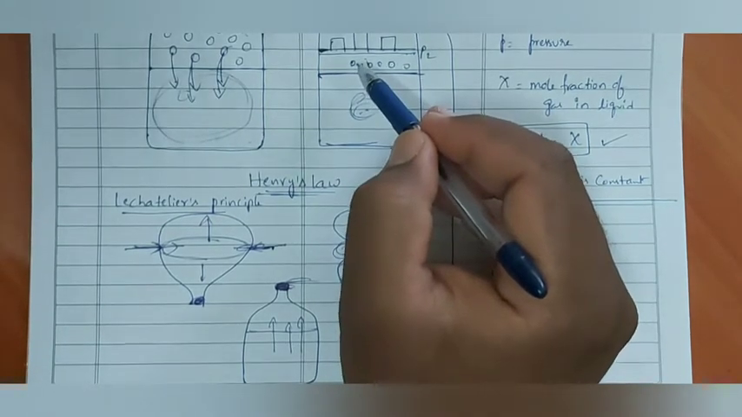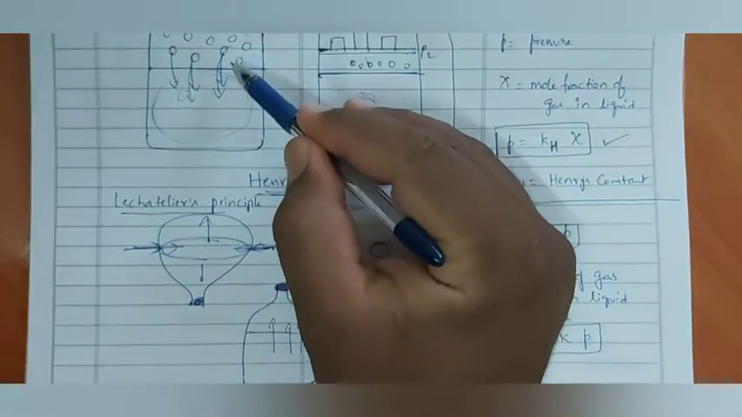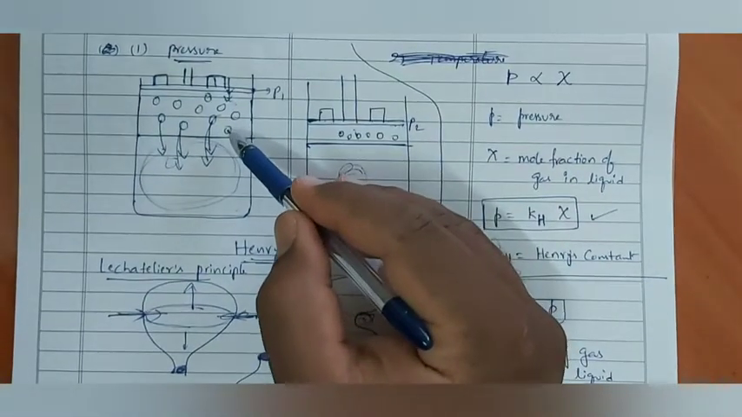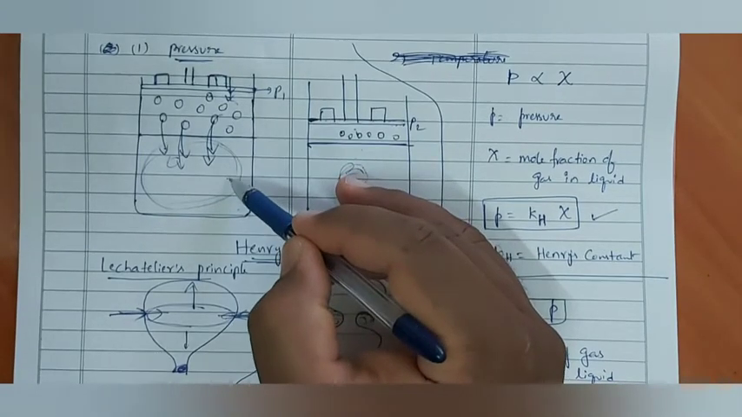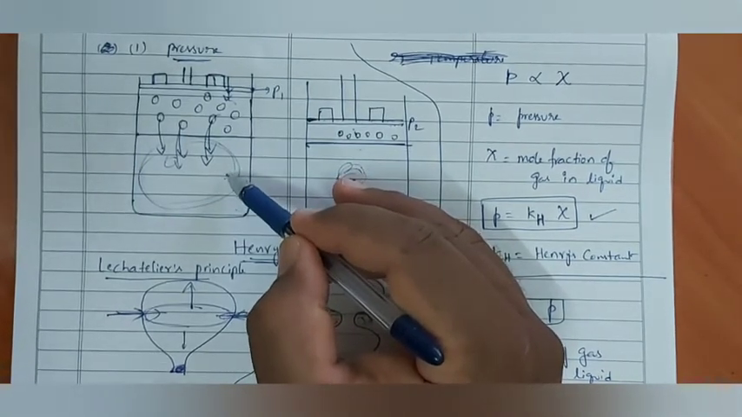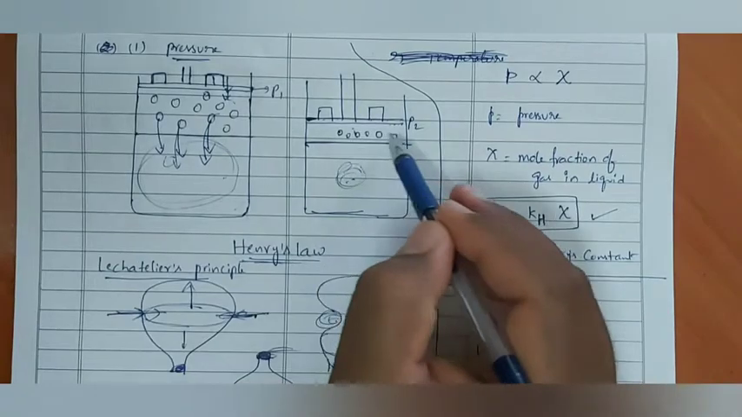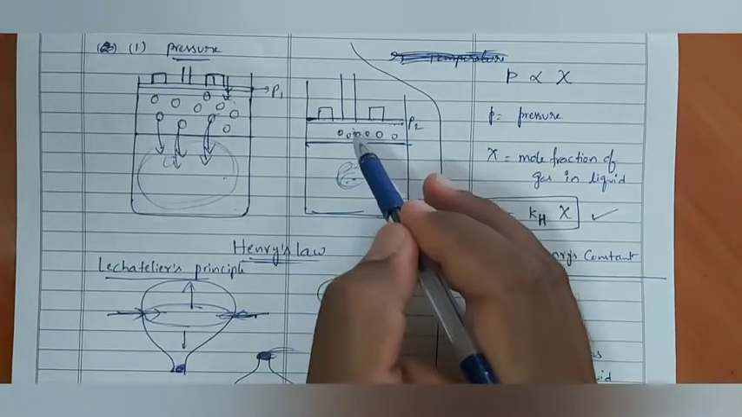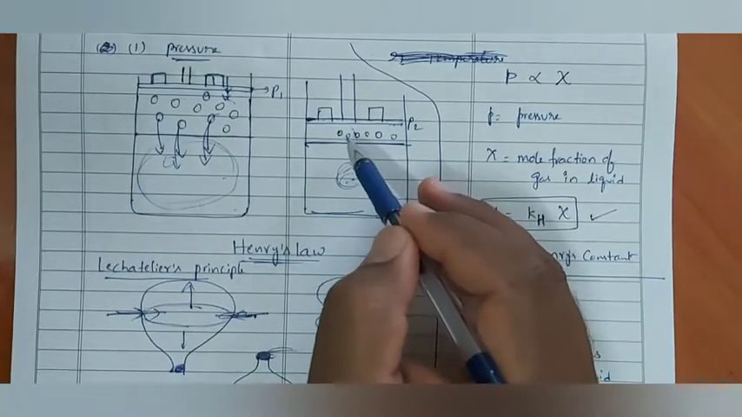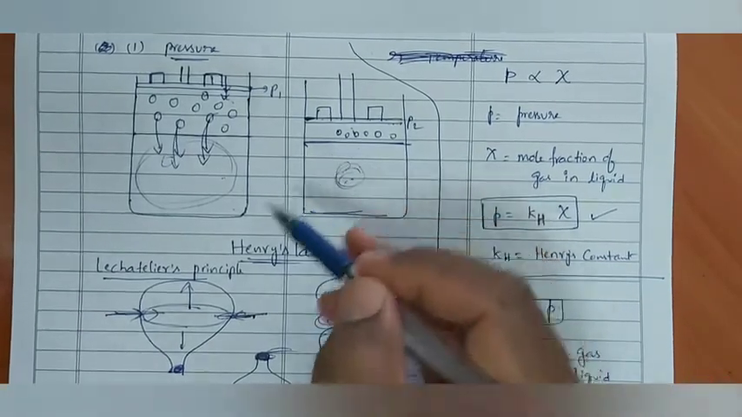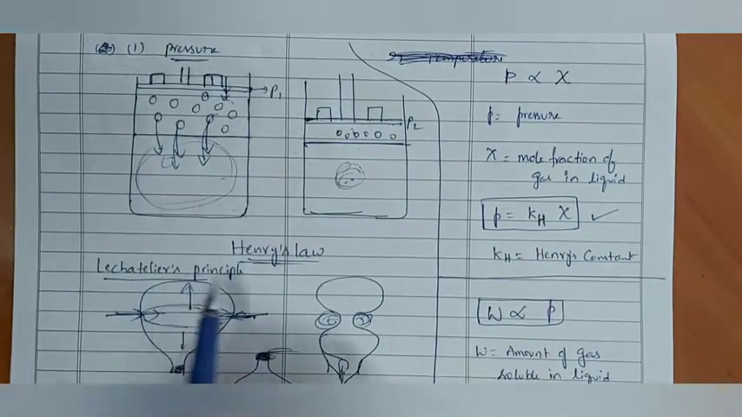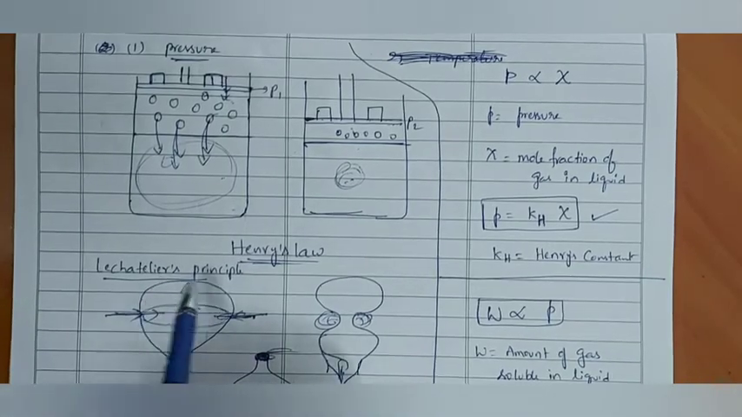In what way will they reduce the pressure? By entering into the liquid state. When they enter into the liquid state, solubility increases, and automatically the number of particles present in the gas decreases, so the pressure will be reduced. Like that they will try. So that's why they mentioned this term, Le Chatelier's principle, here.